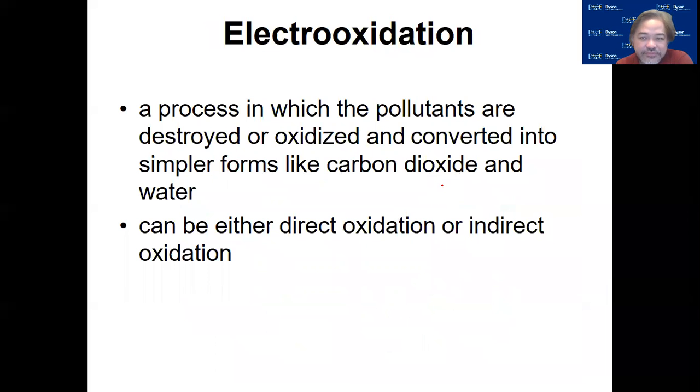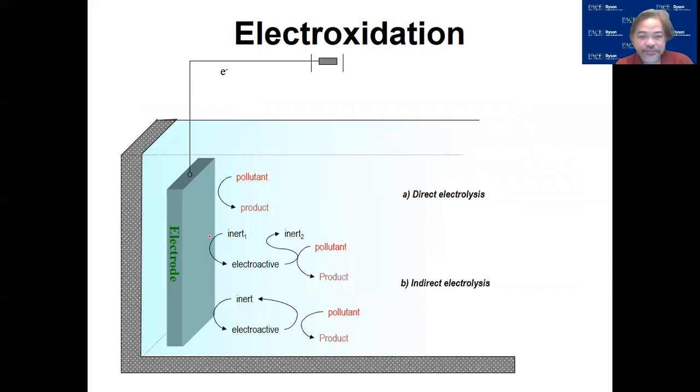Now, another electrochemical technique is electrooxidation. This is a process in which the pollutants are destroyed or oxidized and converted into simpler forms like carbon dioxide and water. And this can be either direct oxidation or indirect oxidation. So here in electrooxidation, what you have is the oxidation of organics present in wastewater to carbon dioxide and water or other oxides.